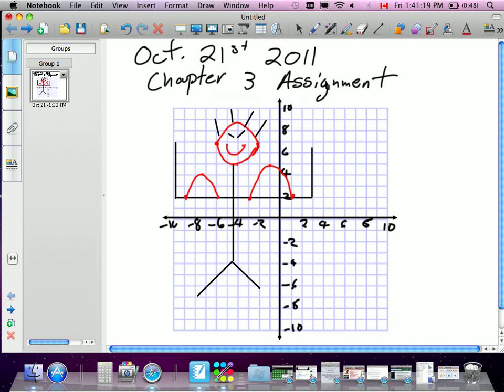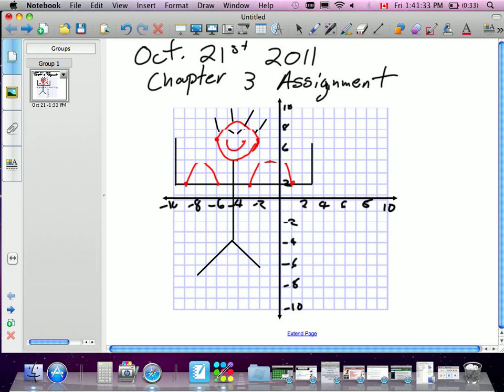Now, what I want you guys to do is create a picture. Okay? You're going to create a picture of anything you like. It's really up to you. Make sure it's appropriate. And this is called painting by equations.